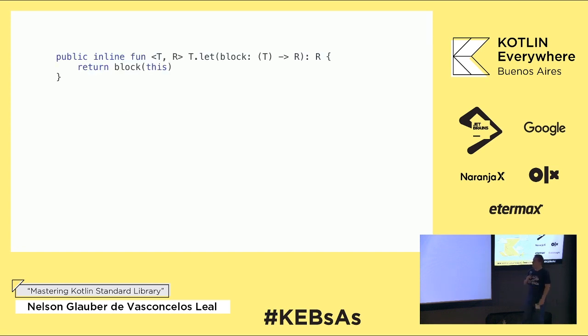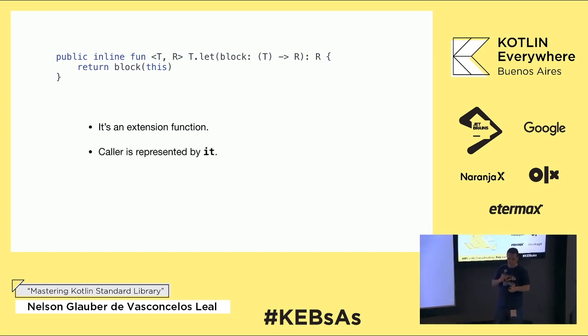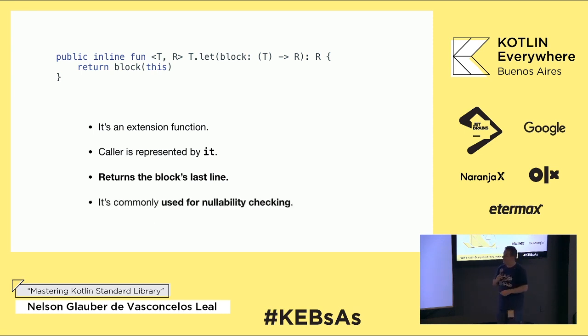Okay. The first one is the let function. As you can see, it's an extension function, which means that I can call this function from any object because I'm using the T. This T is a generic type, so you can call it from any object. The caller is represented by it. It returns the last line of the block. It's important. And it's commonly used for nullability checking.